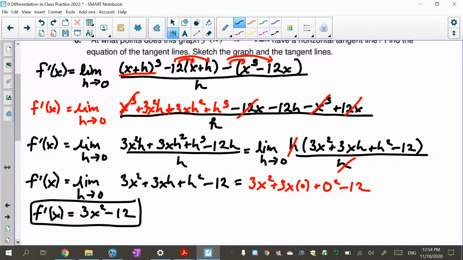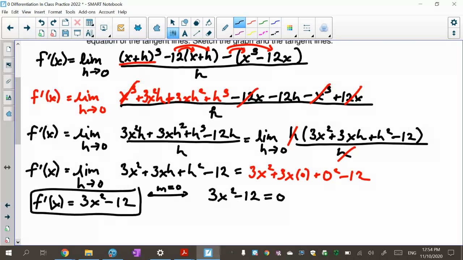Now I look and say they want us to find what values of x have horizontal tangent lines. Remember, horizontal tangent lines have a slope of 0. So I'm thinking if I put this equal to 0, I can find out what that would be. So 3x squared minus 12 equals 0. I'm going to solve for x when the slopes are 0.